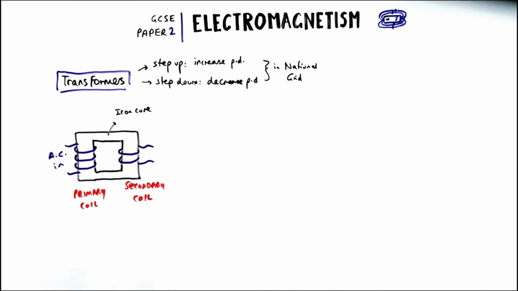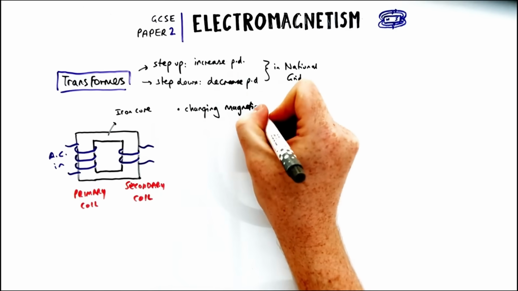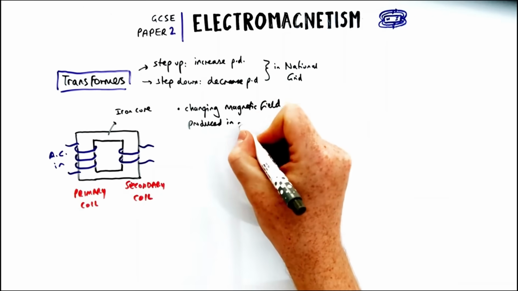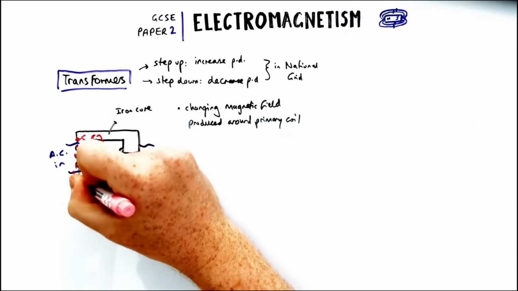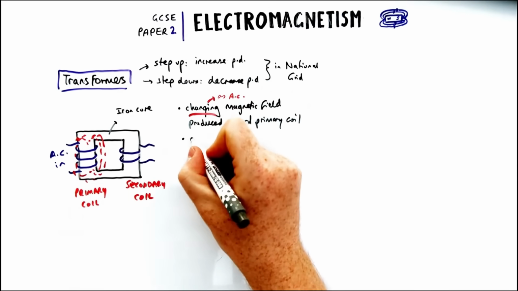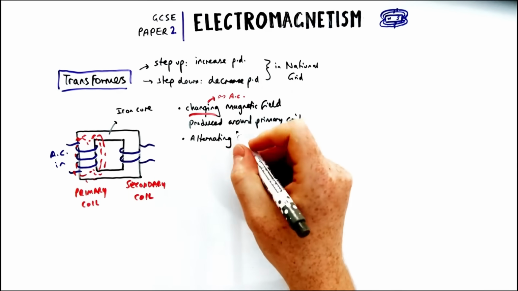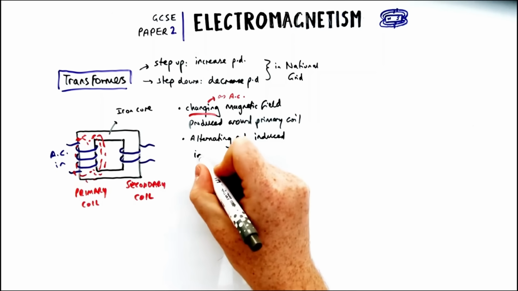Now, on the primary coil, you supply an alternating current to the coil. And what that does, as we looked at with electromagnets, is produce a magnetic field. Because it's alternating, you have a changing magnetic field produced around the primary coil. Now what this field does is, because it's close enough to the secondary coil, that allows an alternating potential difference to be induced across the secondary coil.